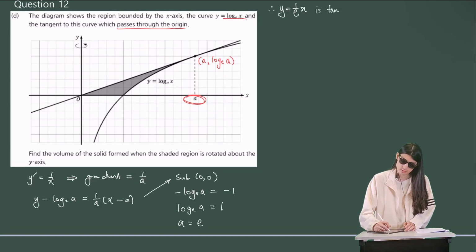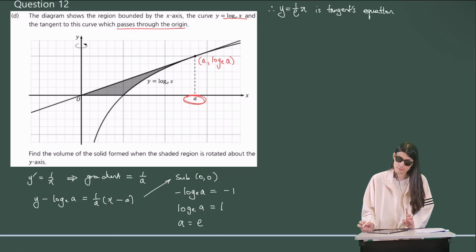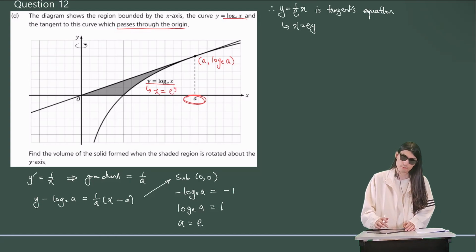That is the tangent equation. All right. Which, if you rearrange to make x the subject, x is e times y. Similarly, if you rearrange the curve equation to make x the subject, x is e to the power of y. Now, why do I make x the subject? Because now we're going to find the volume.